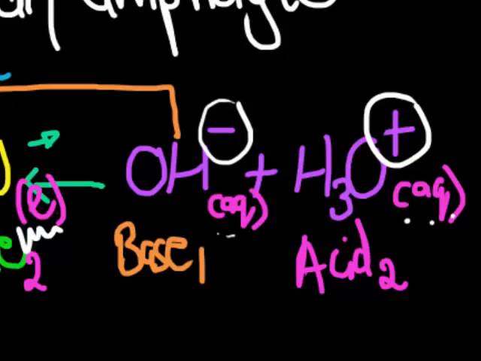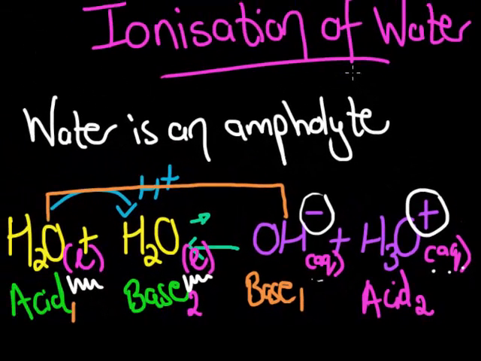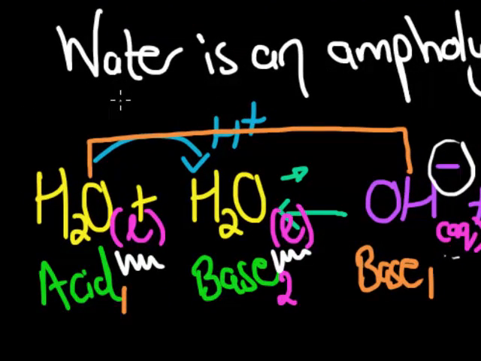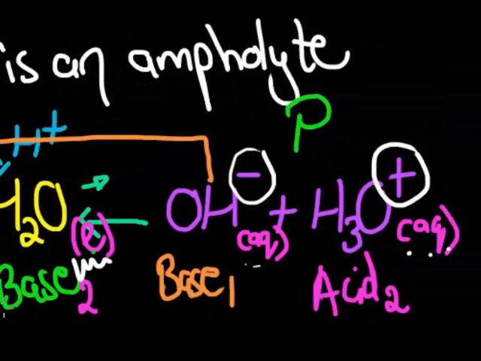We want to go and write down our Kw expression by saying concentration of products over reactants. So our products are going to be the OH minus and the H3O plus. Our reactants would have been water, but because it's a pure liquid form, it's not included in the expression. That's how come we only write down the products, and that's at the top of the line, which in this case is the hydroxide ion concentration multiplied by the hydronium ion concentration.